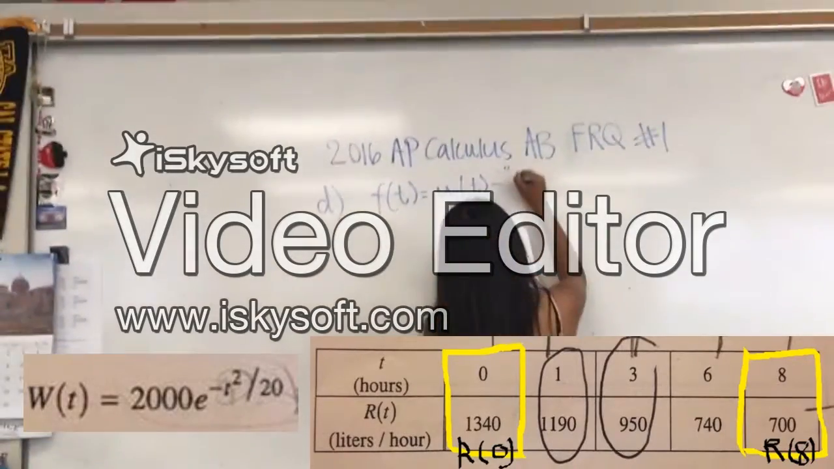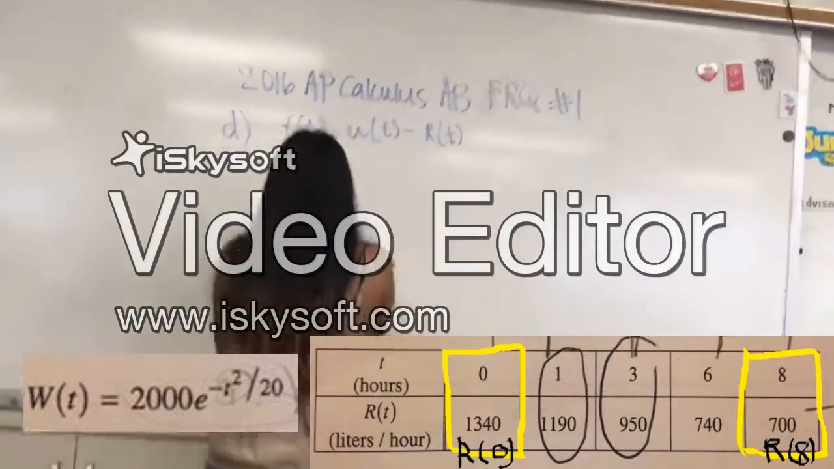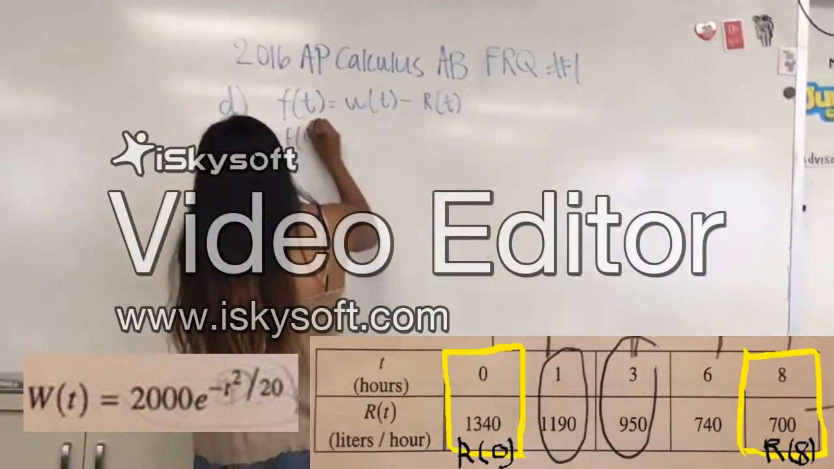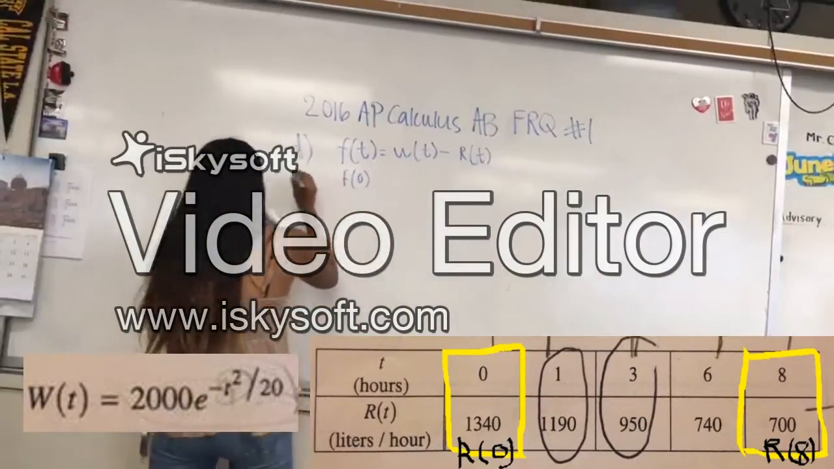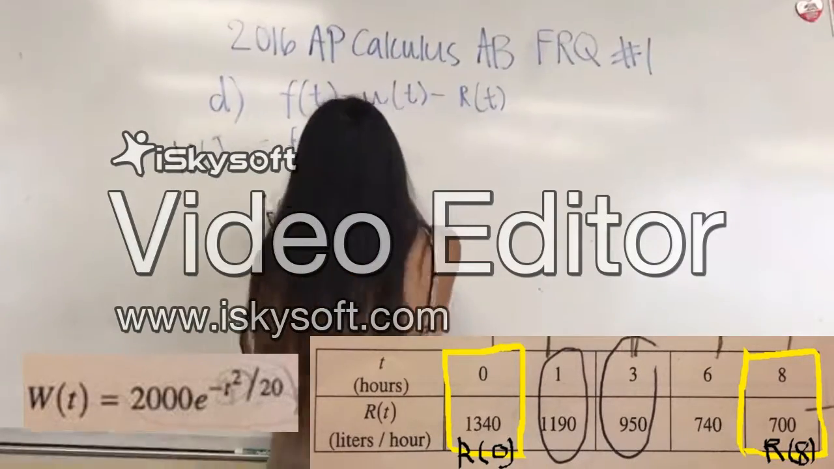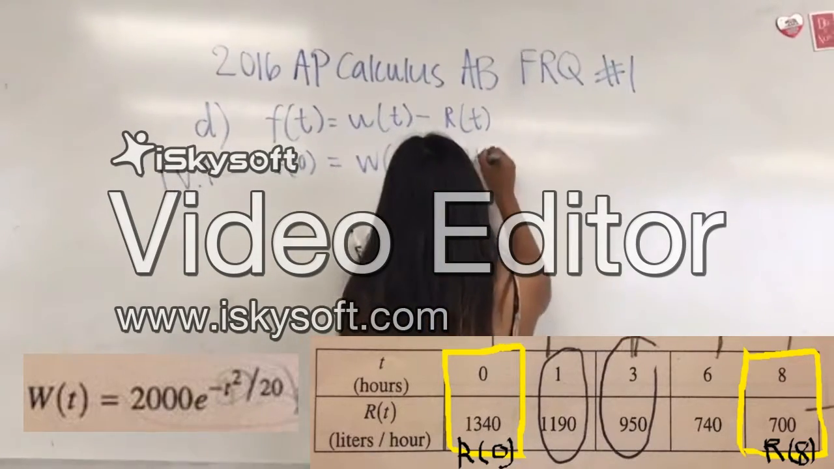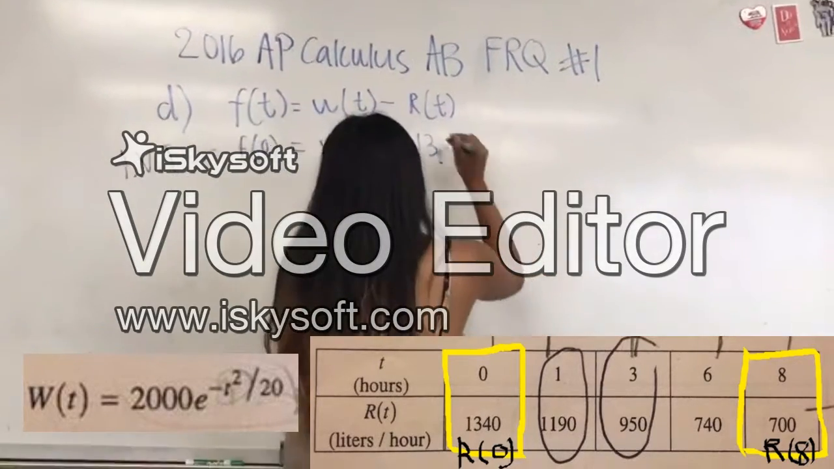Part D is asking if there is a time t when the rate at which water is pumped and removed is the same. Here we will let f of t equal W of t minus r of t. We're going to be using the intermediate value theorem for this problem. We're going to state that f of t is continuous.